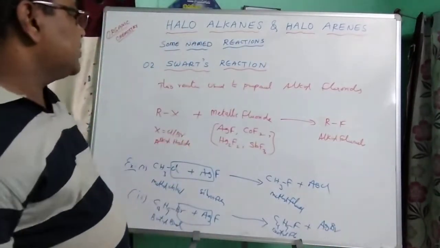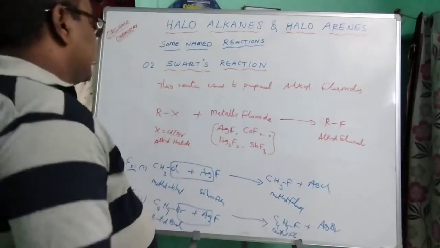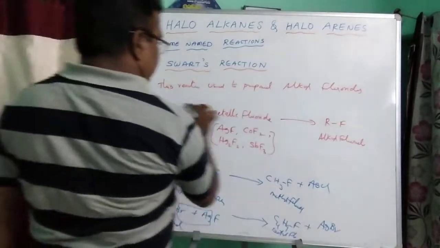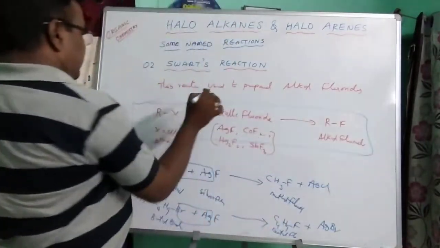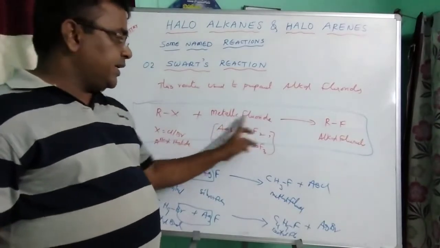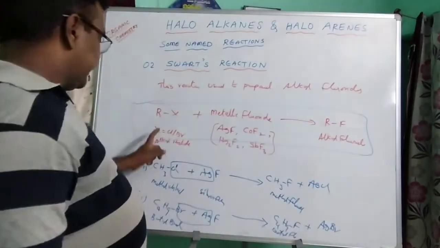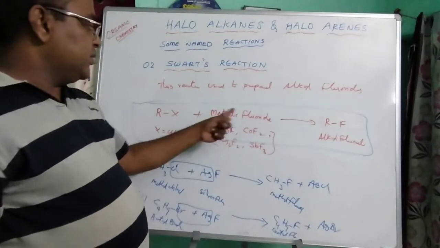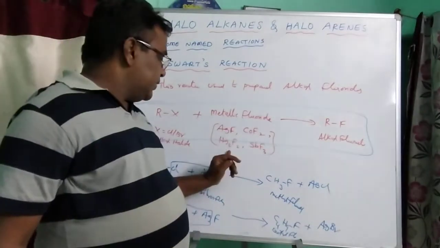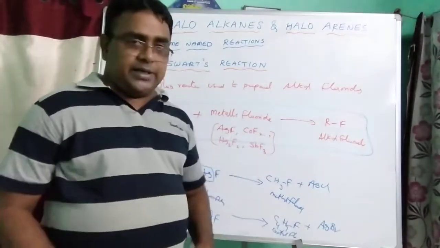So what is the main use or application of this Swartz reaction? To prepare alkyl fluoride. What is Swartz reaction? When alkyl halides react with metallic fluoride, it gives alkyl fluorides. Here X is equal to chlorine or bromine. We use the metallic fluorides as silver fluoride or cobalt fluoride, mercuric fluoride or antimony fluoride.